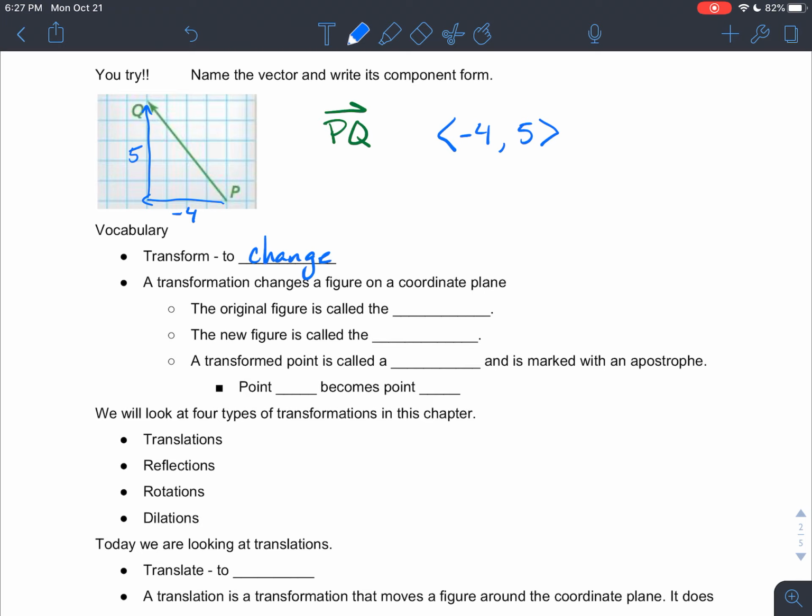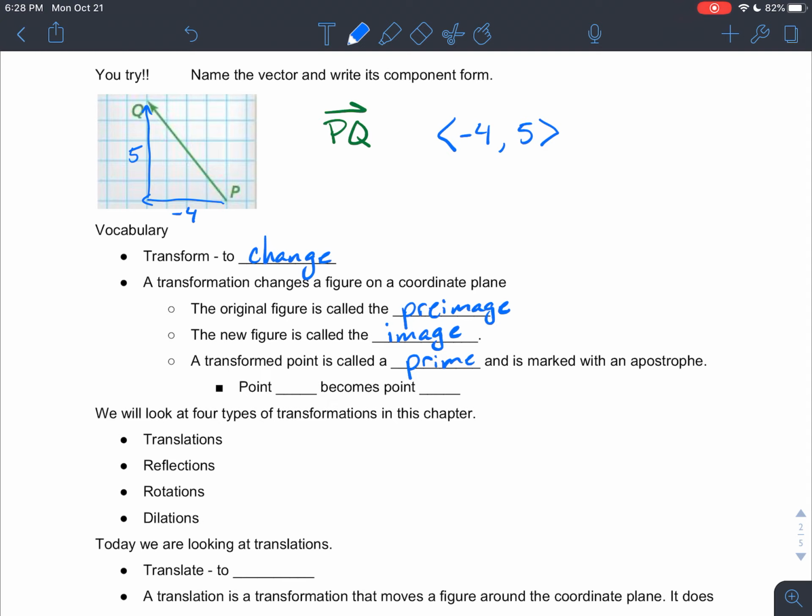So the original figure, the one that you're starting with, is called the preimage. And then after you change it, the new figure is called the image. A transformed point is called a prime, just like Optimus Prime is the king of the Transformers, or the leader. I guess he's not really a king. It's not a monarchy. So Optimus Prime is the leader of the Transformers. So a transformed point is called a prime, and it is marked with an apostrophe.